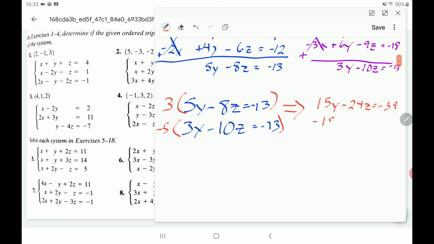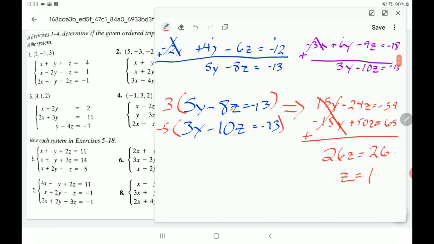And then negative 15y, so the y is going to cancel, plus 50z is equal to 65. So, all right, when I add these together, the y's cancel. That's going to give me 26z is equal to 26. That's nice. Z is equal to 1. That's nifty.